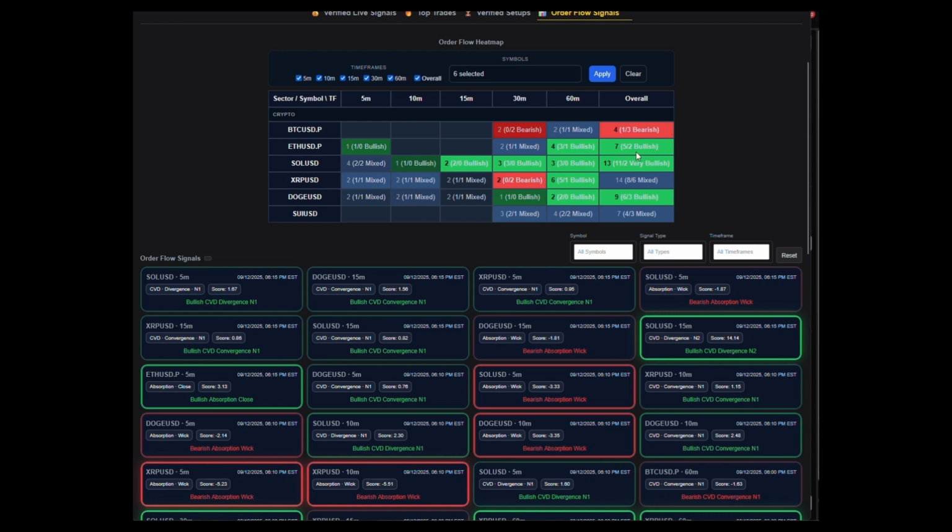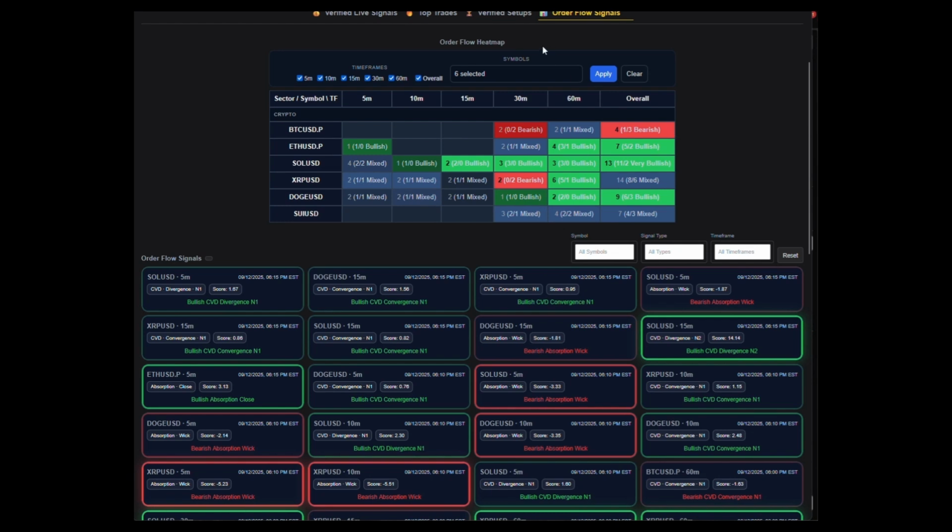That's the overall how you're going to use the heat map. This is going to be for the overall understanding of what's happening. So if you're in a 1-minute trade, a 60-minute signal from an hour ago is not going to be as important as a 5-minute signal that happened recently. So this is for overall understanding.